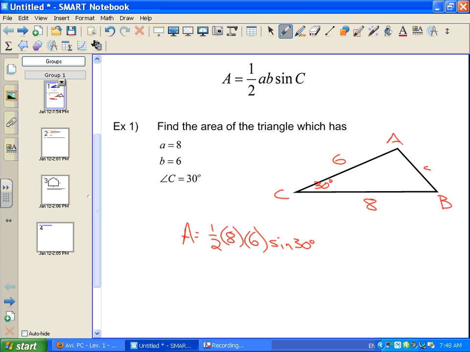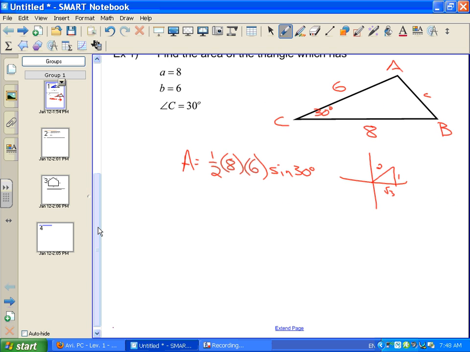Now 30 degrees, that's one that you guys are good at. What would the sine of that be anyway? 1/2. So I get area equals 1/2 times 8 times 6 times another 1/2. These are over 1. So in the top, I'm going to get 48. In the bottom, I'm going to get 2 times 1 times 1 times 2. It's 4. So you get 12. Pretty easy.